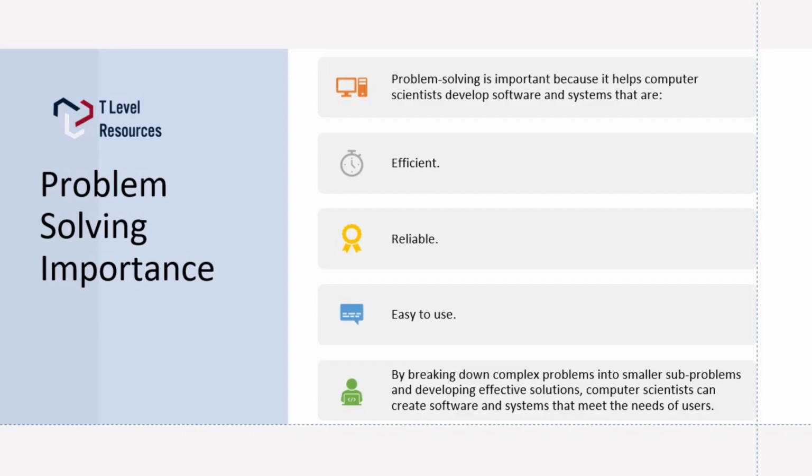Problem solving importance. Problem solving is important because it helps computer scientists develop software and systems that are efficient, reliable, and easy to use. By breaking down complex problems into smaller subproblems and developing effective solutions, computer scientists can create software and systems that meet the needs of users.